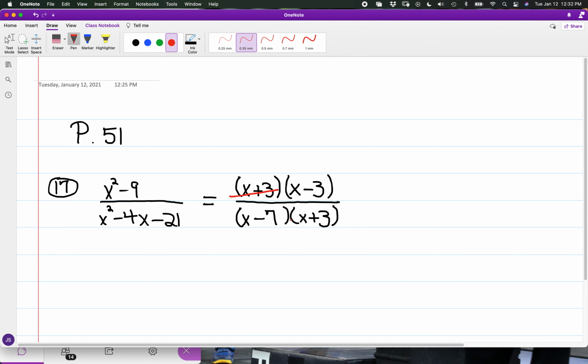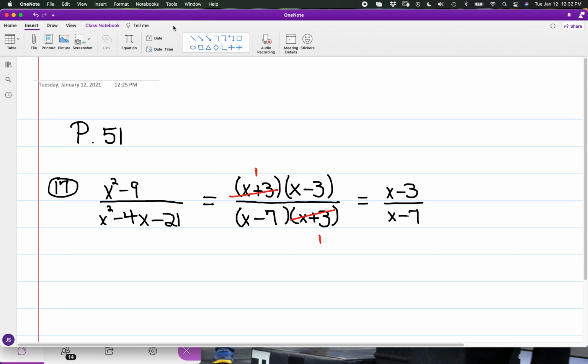So we can get these to cancel out. And so for the simplified version of what we have here, this ratio reduces to x minus 3 all over x minus 7. So this will be the simplified form.